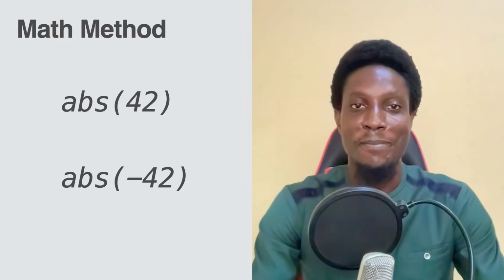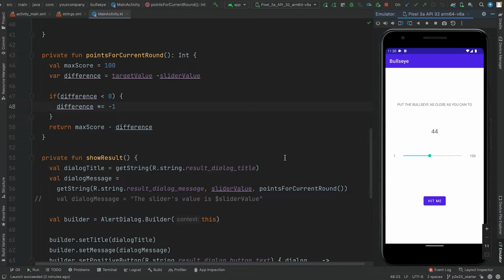Let's dive in. To get started, open up your project in progress or download the starter project for this episode. Then, open up the main activity class and scroll down to the points for current round method. You're going to use a method called abs, which is short for absolute value. The absolute value is the distance from 0 on the number line, so the number is always positive.